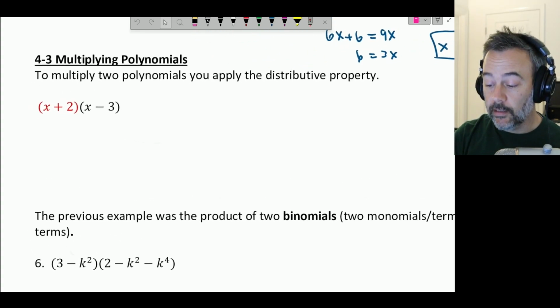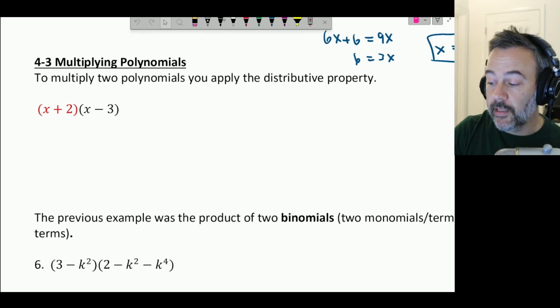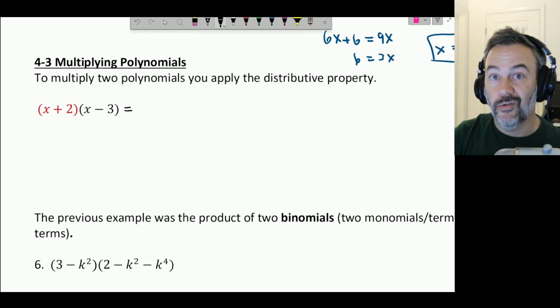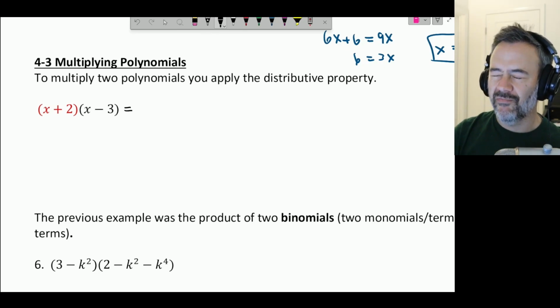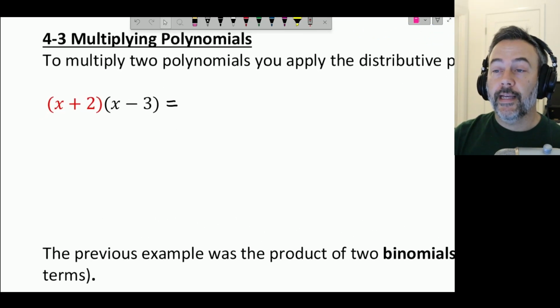Okay, let's look briefly at what this is about. This section is all about multiplying polynomials. To multiply two polynomials, we use the distributive property. I'm going to explain the concept using the distributive property, and then I'm going to show you how I do it, like the shortcut, or just how I organize it in practice. Okay, so we can see that we're multiplying x plus 2 times x minus 3.